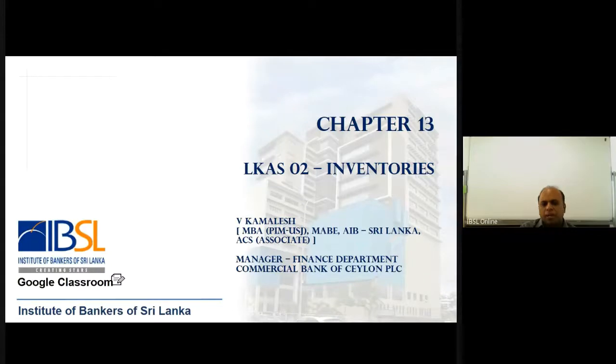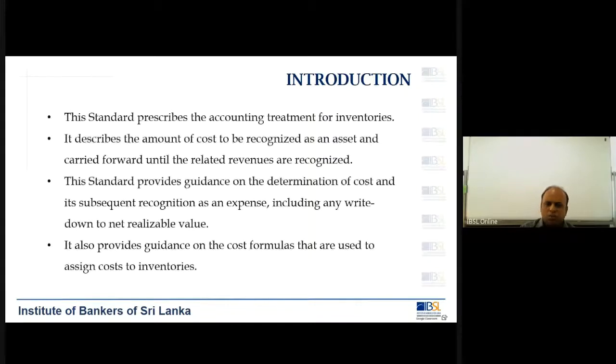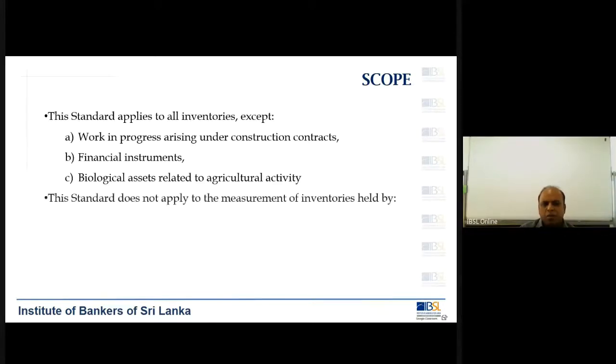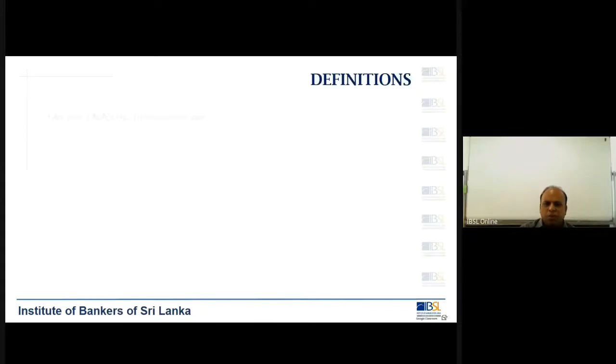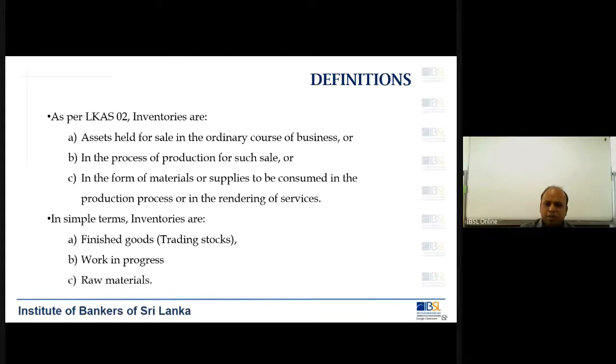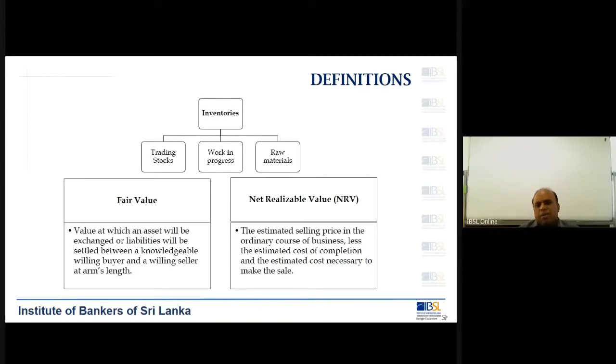Then finally we looked at inventories, which is LKAS 2. So LKAS 2 talks about stocks, or in other words, it is the inventory. So we looked at what is covered under LKAS 2 and what is not covered under LKAS 2. As far as the definitions are concerned, we went through the definitions and we identified what are the 3 forms of inventories. A company can have the 3 forms of inventories or stocks. Namely, the inventories can have 3 levels: trading stocks, work in progress, or raw material.